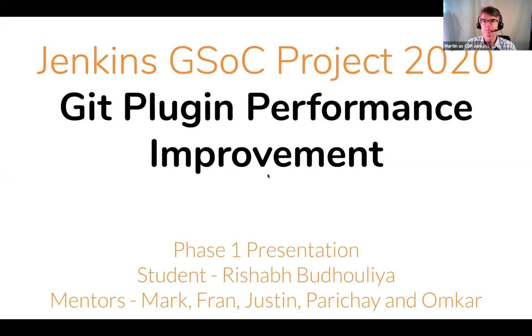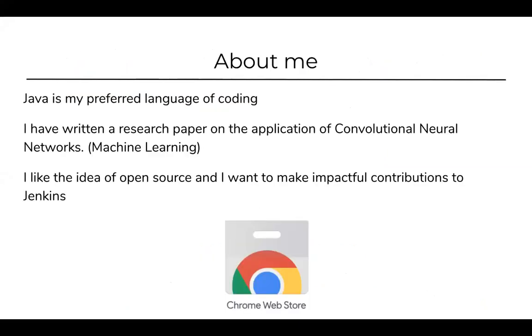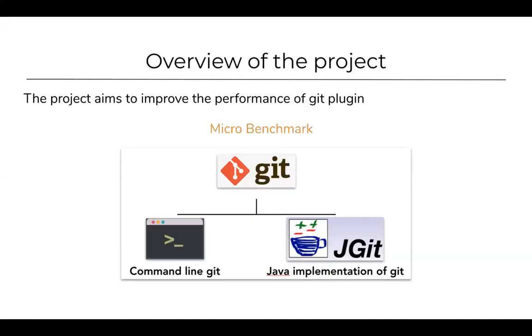I'm going to talk about my project, which is the Git plugin performance improvement. My name is Rishabh, as Martin has introduced me. I would first like to thank my mentors before I move on: Mark, Fran, Justin, Parisha, and Omkar. Their constant guidance has helped me a lot during the development of this project during phase one. About me, I mostly code in Java. I have some interest in machine learning as well. During college, I wrote a research paper on the application of convolutional neural networks, which I got published in a conference.